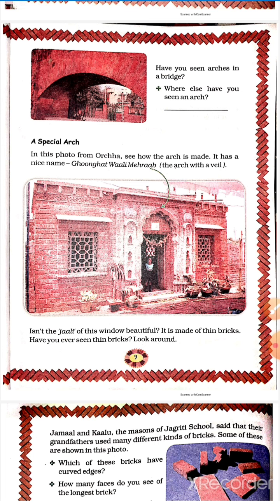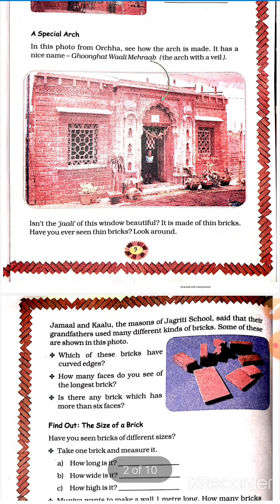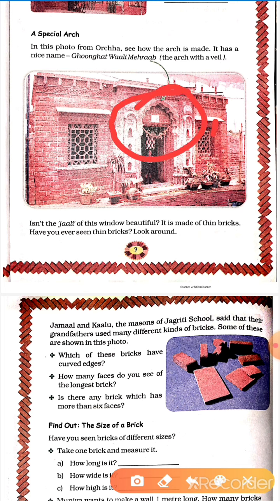Now see the next topic, a special arc. In this photo from Orcha, see how the arc is made. It has a nice name, Ghungat Wali Mehrab. Why is the name Ghungat Wali Mehrab given? You can see the arc in this video. See, a proper design is given in this arc. That's why the name Ghungat Wali Mehrab is given to this wall.